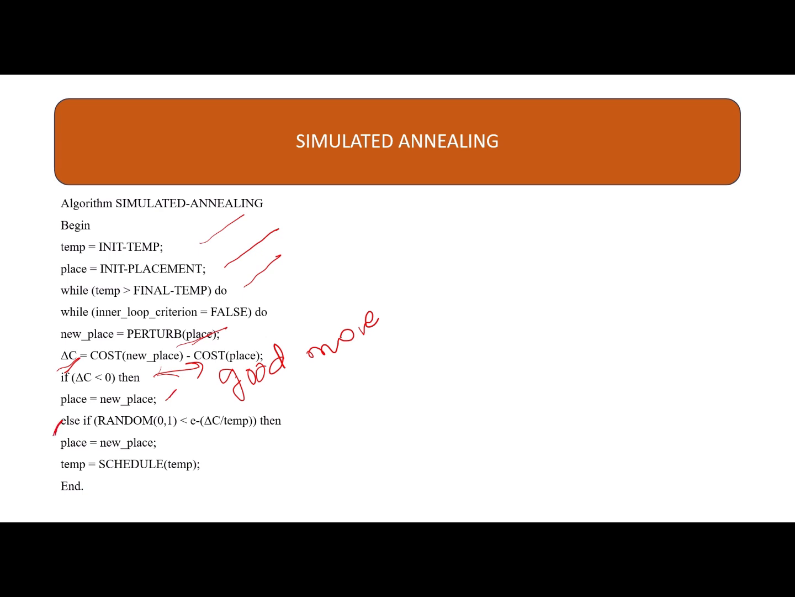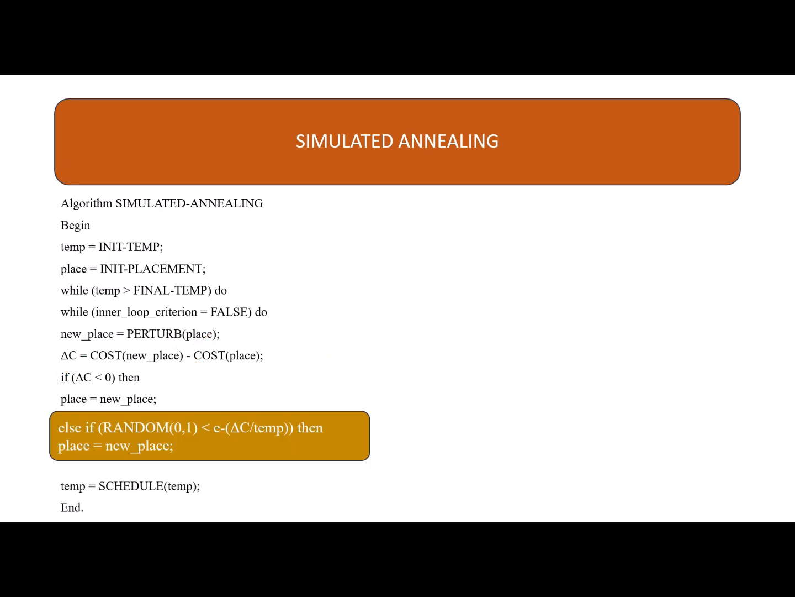Else, if the cost is greater than 0, what should you do? If the cost is greater than 0, you should accept it with a probability. So this one is the bad move. That bad move is accepted with a probability e power minus delta C by temperature. Is that clear? So as can be seen from this, when the temperature is initially high, almost all the moves will be accepted. As you keep on reducing the temperature, this factor becomes large and the probability of accepting the moves also gets reduced.